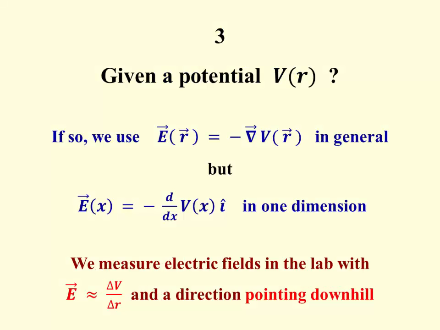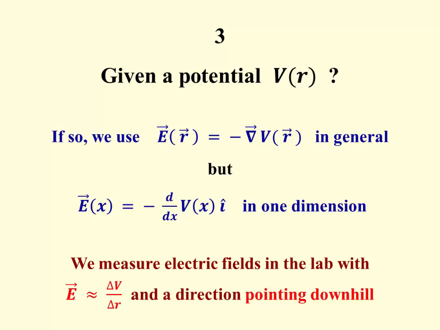Number 3 is we've got a potential, V of r, measured in volts. If we have this, then the E field in general is the negative gradient of V. That's what that symbol's name means. In general, it's the negative gradient of V, but in our problems, we'll only do one-dimensional problems where the field will be the negative derivative with respect to x of the potential V, and we have to put in by hand the i hat vector to make that derivative of a scalar into a vector electric field.